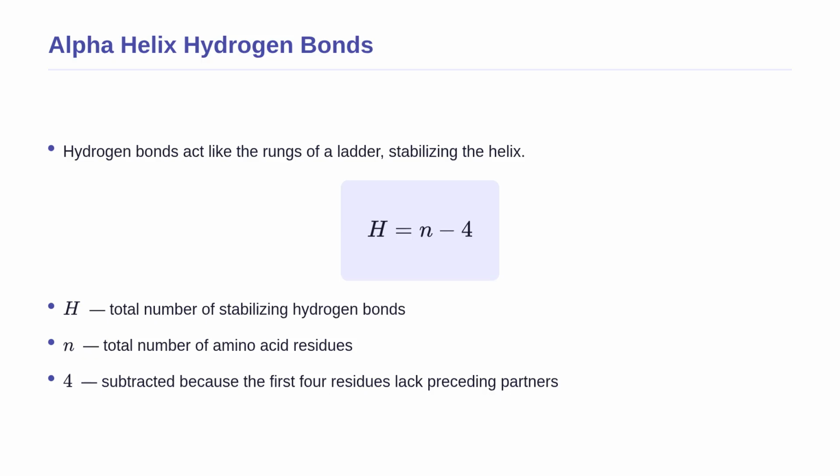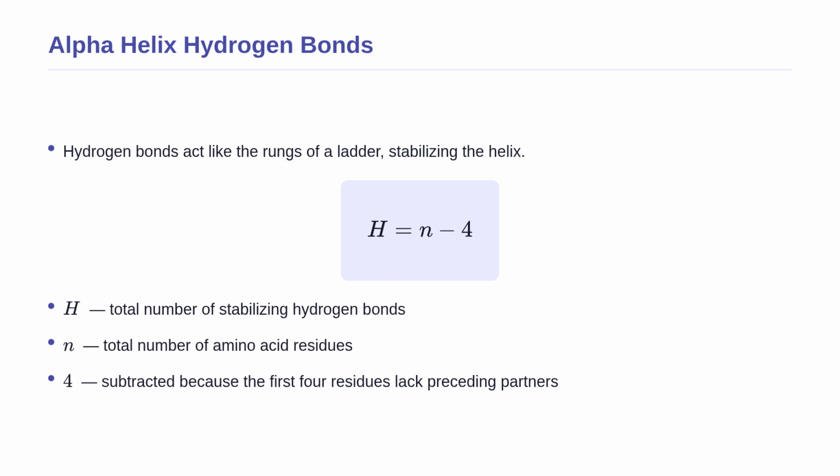This formula we just saw leads us to another important calculation regarding the stability of the helix. An alpha helix is held together by hydrogen bonds. We can calculate the exact number of these bonds using the formula H equals n minus 4. Here, the symbol H represents the total number of hydrogen bonds that are stabilizing the alpha helix.